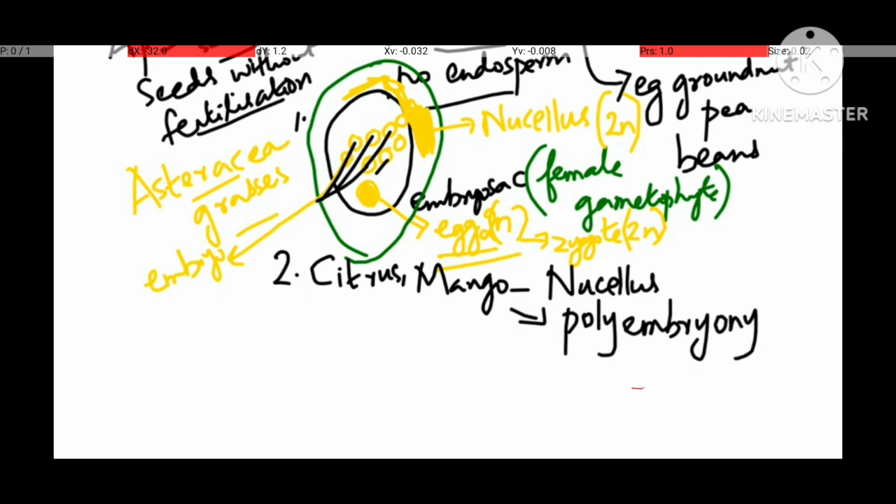Polyembryony. There's one word there in the textbook, last paragraph, polyembryony. Now, this is how it happens in nature. So, two methods are there. One method is the egg will be diploid. That is the first method. It happens in Asteraceae and grasses. Second method, which happens in lemon and mango, surrounding nucellar cells will enter into the embryo sac. Thus, many embryos will be created, which is called polyembryony, and then the seed will be called apomictic seed.